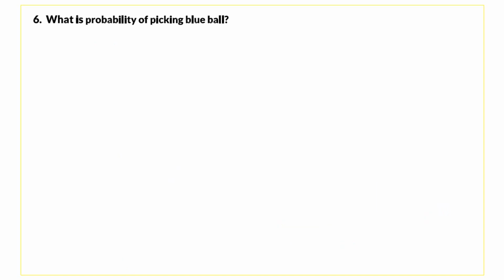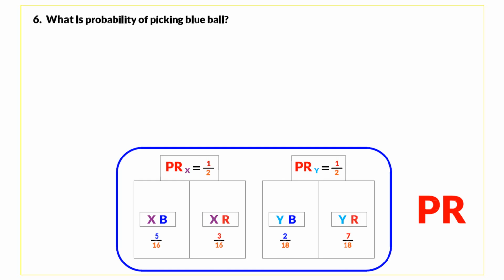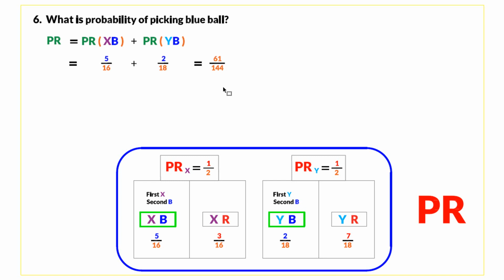Question number 6. What is the probability of picking blue ball? So back to the sample space, we may either pick blue from bag X or we may pick blue from bag Y. We add these probabilities together and we get 61 over 144, and that is 0.42. We are going to discuss the meaning of this 144 in cycle analysis later.